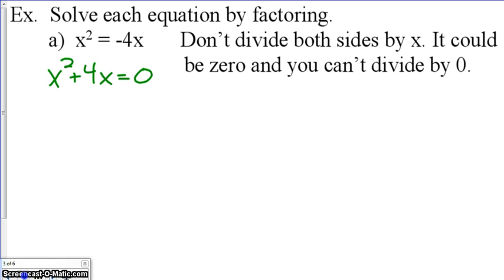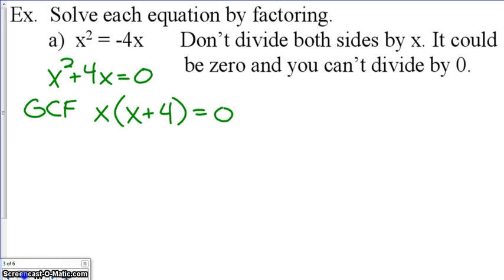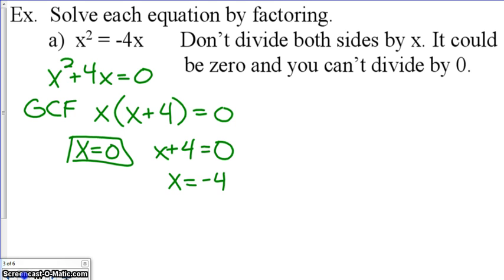So when we factor this, we have a GCF. X comes out, we're left with x plus 4 equals 0. Again, the zero product property happens, so x equals 0 is one of our solutions. Set the other quantity equal to 0, so x equals -4. We should check our solutions. If we plug them back in, does 0 work? Yes, it does. Does -4 work? Yes, it does.